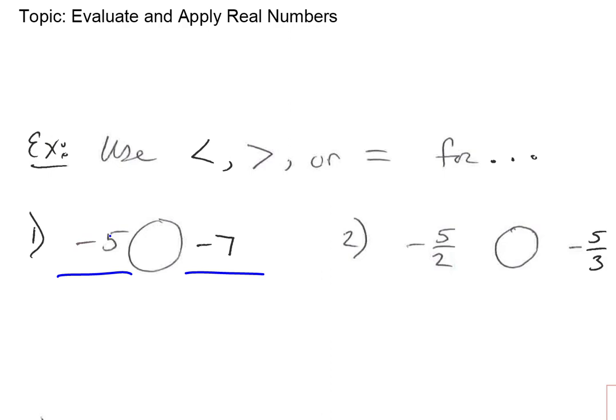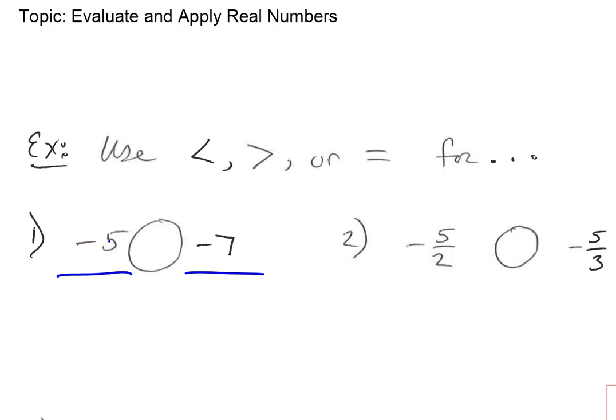One way to think about that would be to imagine you losing money with these numbers. If you lost $5 or lost $7, which is better? Well, better would be to lose only 5 instead of 7. So actually -5 is greater than -7.